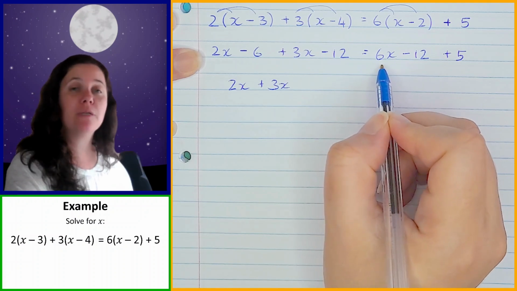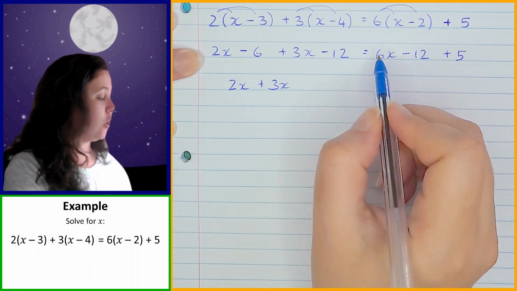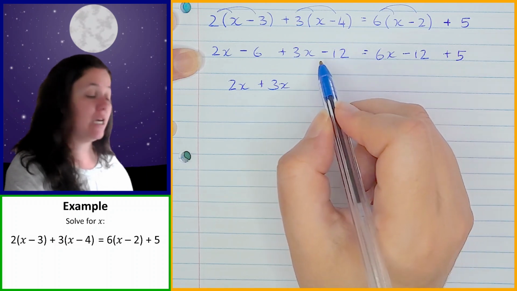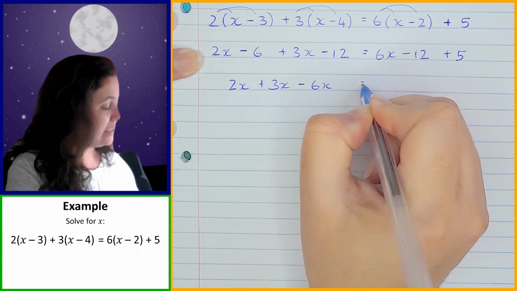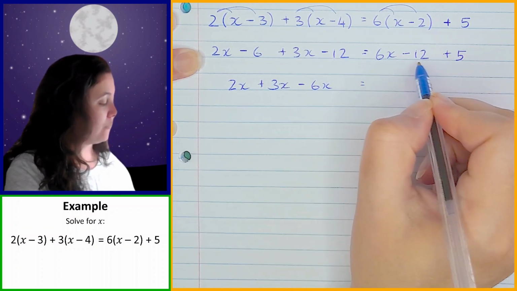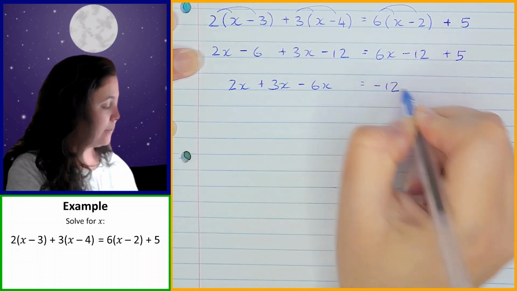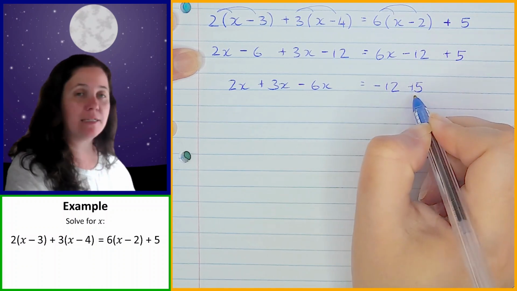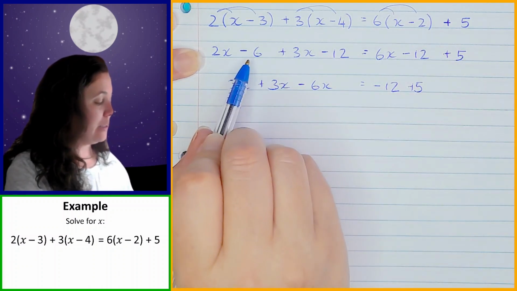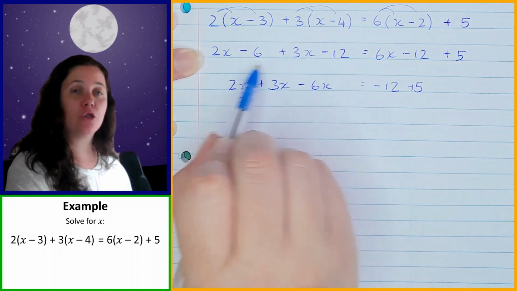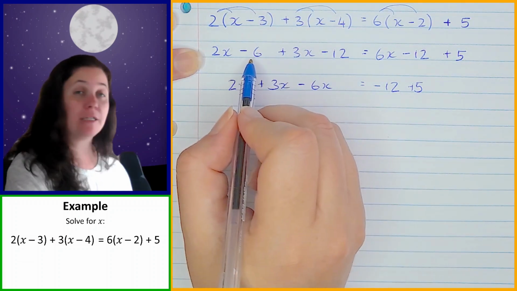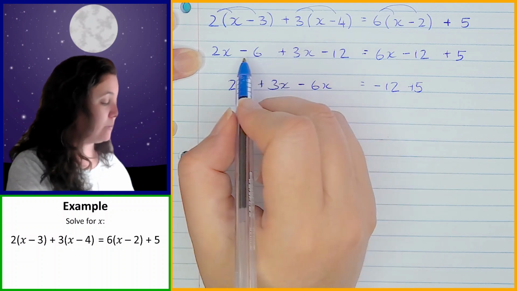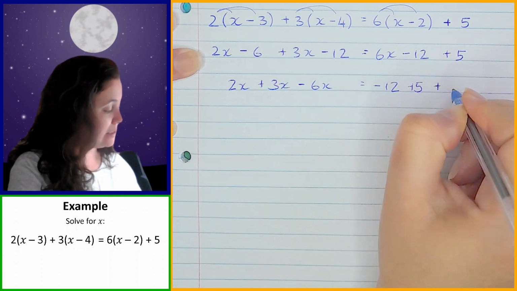I need to remove it by subtracting the 6x on this side. So that means I need to subtract 6x on the other side as well. So I'm going to have minus 6x over here. That's equal to, now on this side, I've got negative 12 and positive 5, which don't have x's. And then I also need to bring these two terms over here that don't have x's, get rid of them on this side. So over here, the negative 6, I need to get rid of it, so I need to add 6. So I need to add 6 on this side as well. So I've got plus 6.